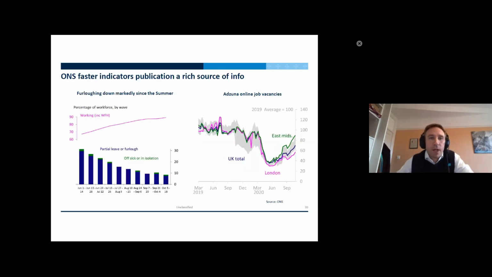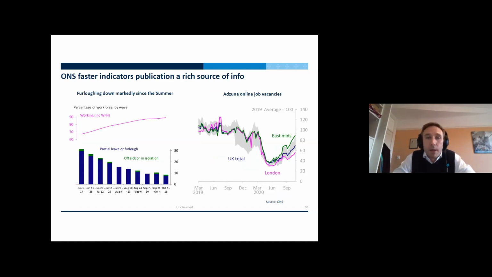Finally, on the indicator side, to reference the ONS. The ONS are now producing a range of really useful faster indicators each week, which we use a lot. The latest one was out this morning. There's business survey data in there. The left-hand side here shows the proportion of workers on furlough or sick leave, which is obviously, particularly furloughing, a key economic issue, both over the past and over the future.